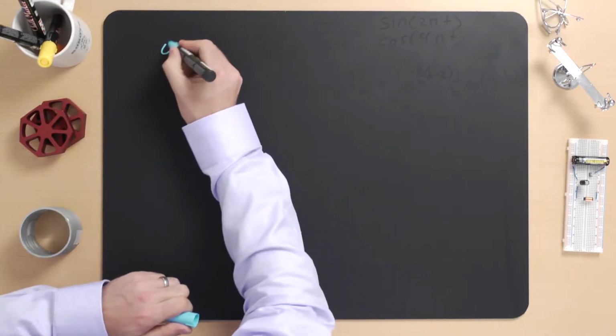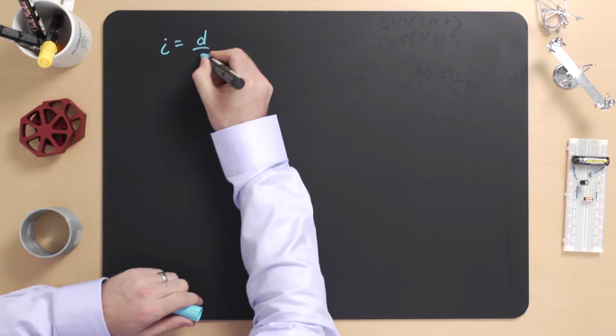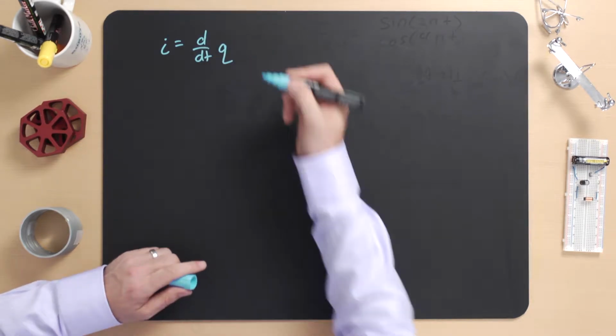The charge Q is like the energy stored in a mechanical spring. Lastly, the current I is the flow of charge from one part of the circuit to another part of the circuit, and is defined to be the time derivative of charge. So I is equal to dQ/dt.